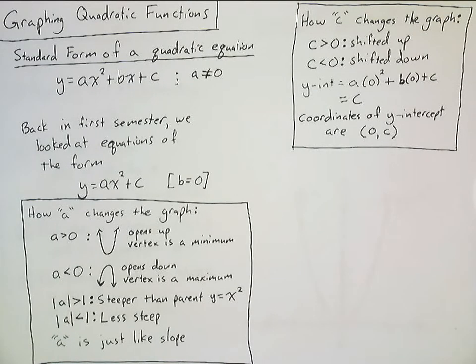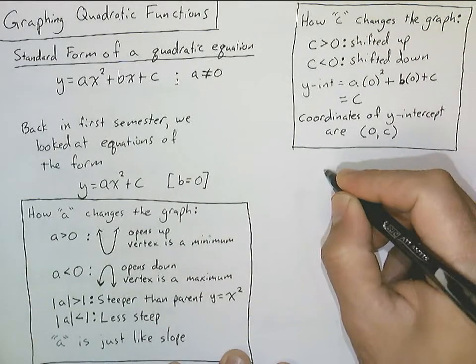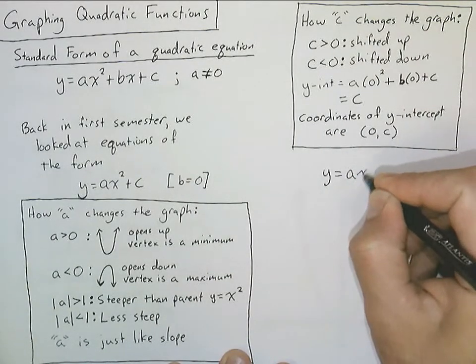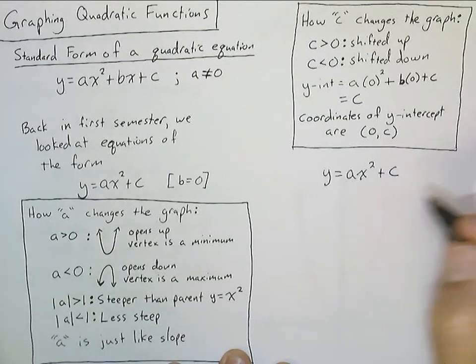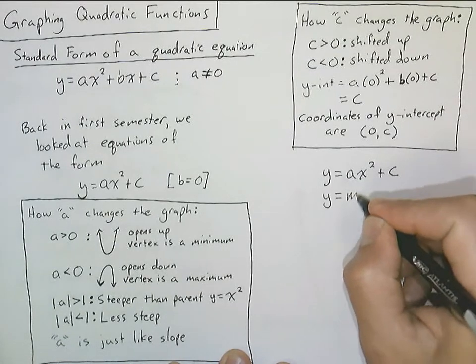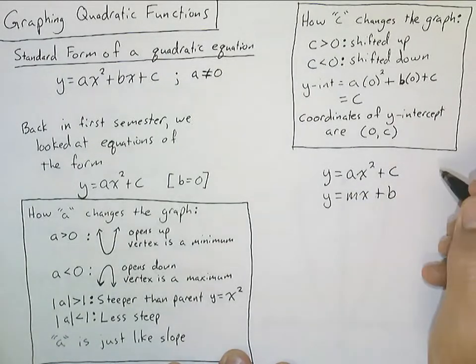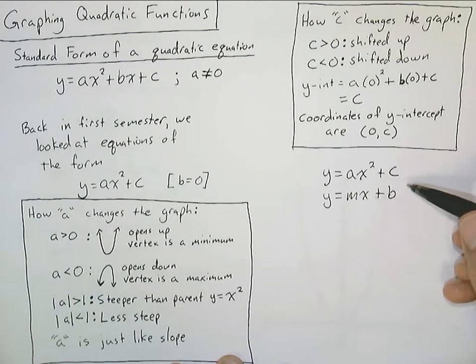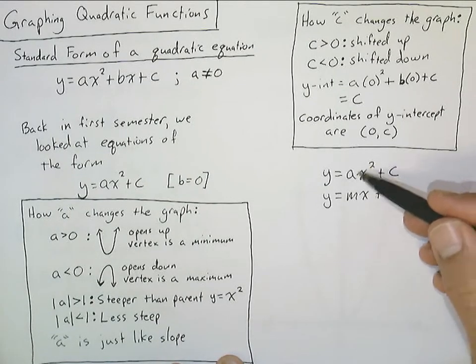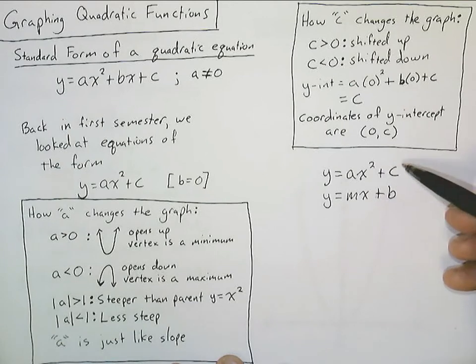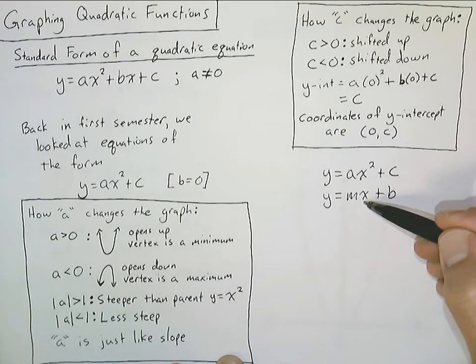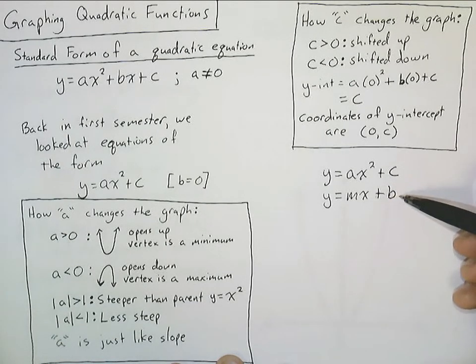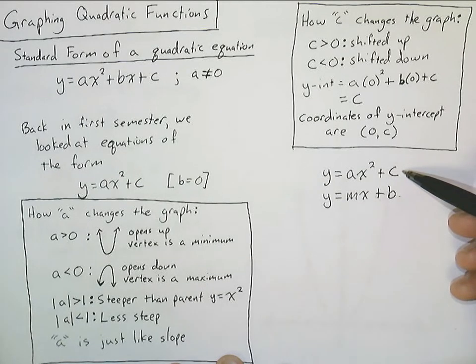So the big thing to really get out of this, basically, is that these two equations, y is equal to a times x squared plus c, it's very similar to y is equal to mx plus b. These things are analogous to each other. The only difference being the x is squared in this equation, x is not squared in this equation. This is the equation of a line, this is the equation of a parabola.